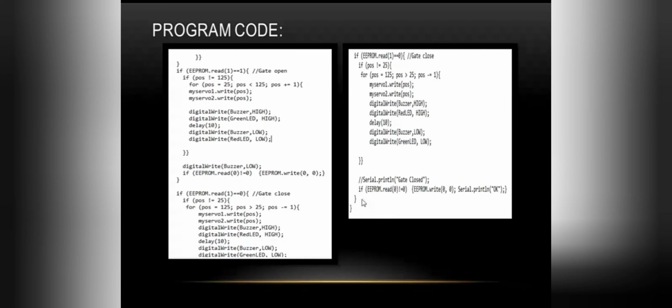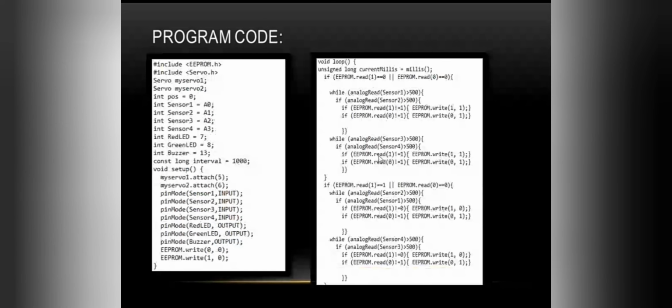I have said already, these are the four analog pins, so the analog values have been displayed. According to these analog values, we are able to understand this concept. And this is the address value, and these two are the address values, and these two are the values. 0 means closed, and 1 means open. I hope you have understood everything relating to our project.